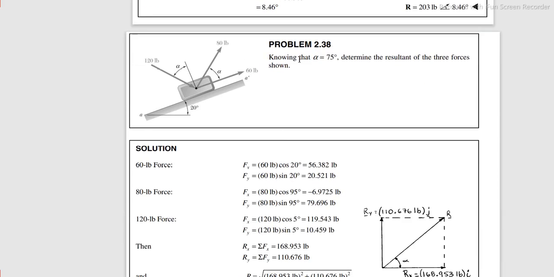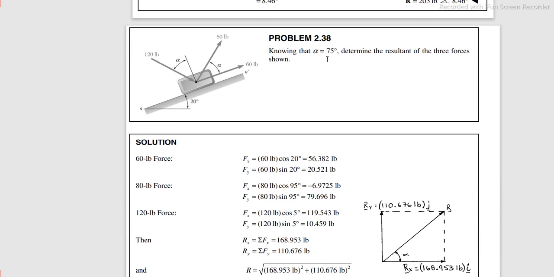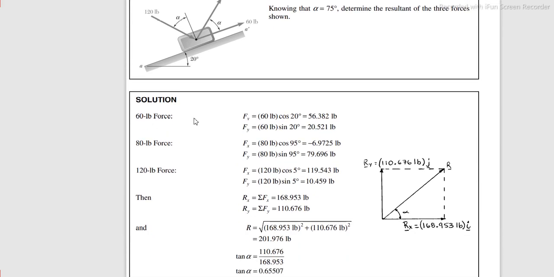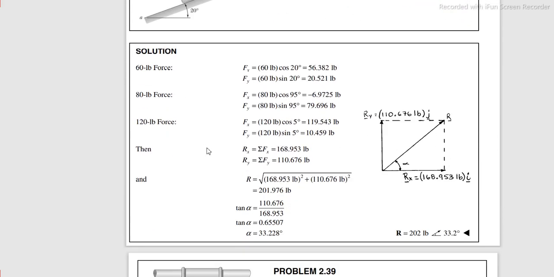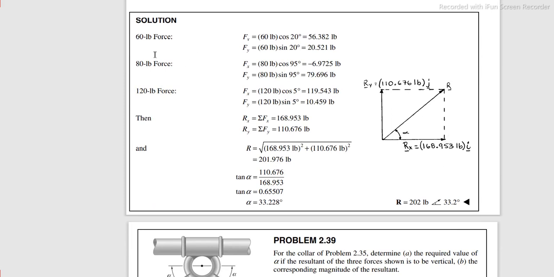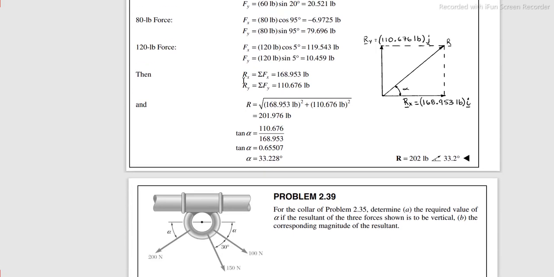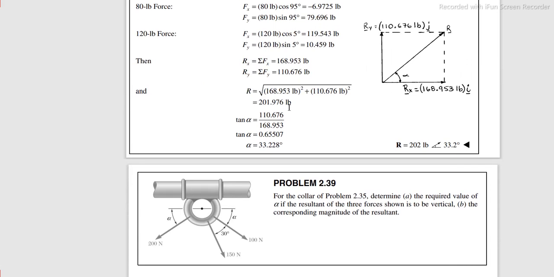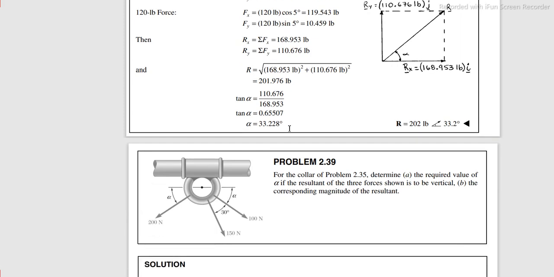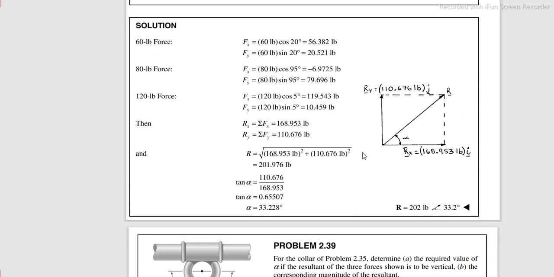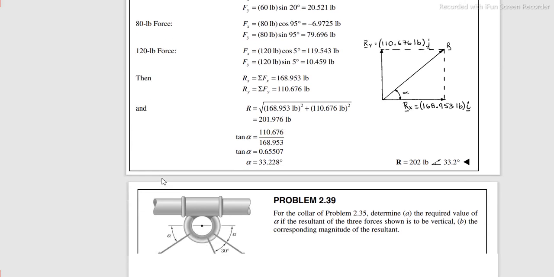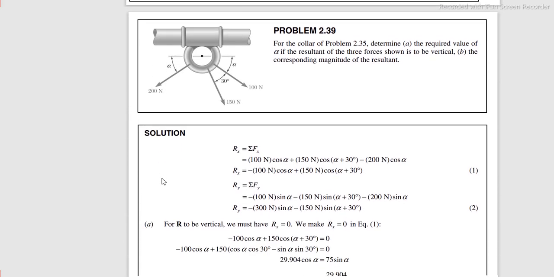Problem 2.38, knowing that alpha equals 75 degrees, determine the resultant of the three forces. For the resultant force we need a free body diagram, and for the different components 60, 80 and 120, all the components are measured, and finally the resultant force is measured 201.976 lb, and the angle is 33.8, and the solution is problem 2.39.